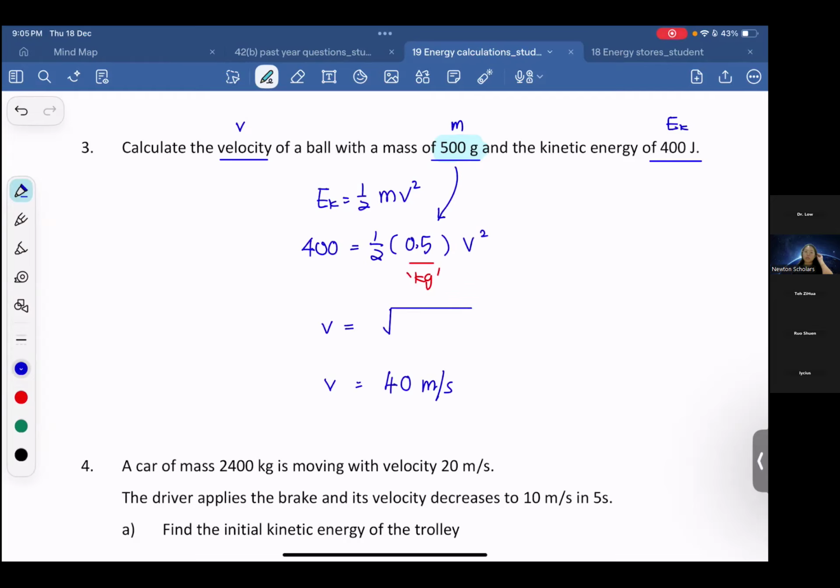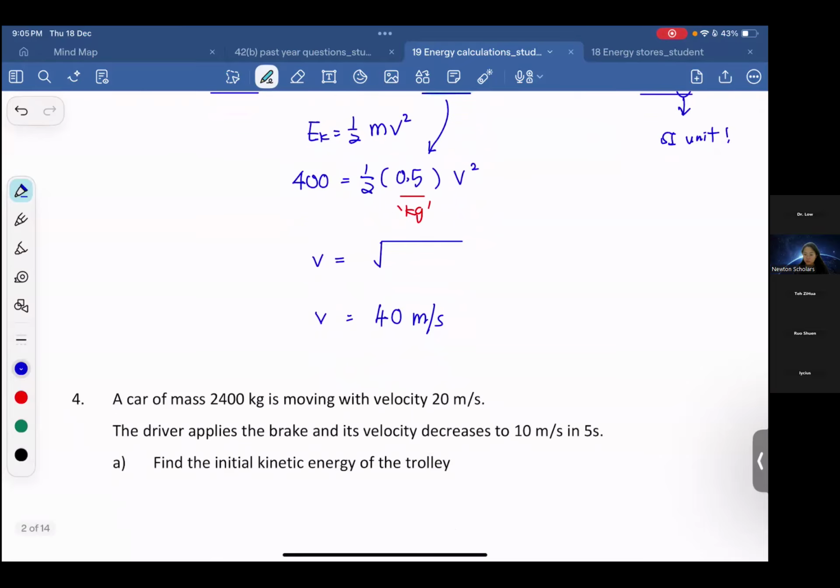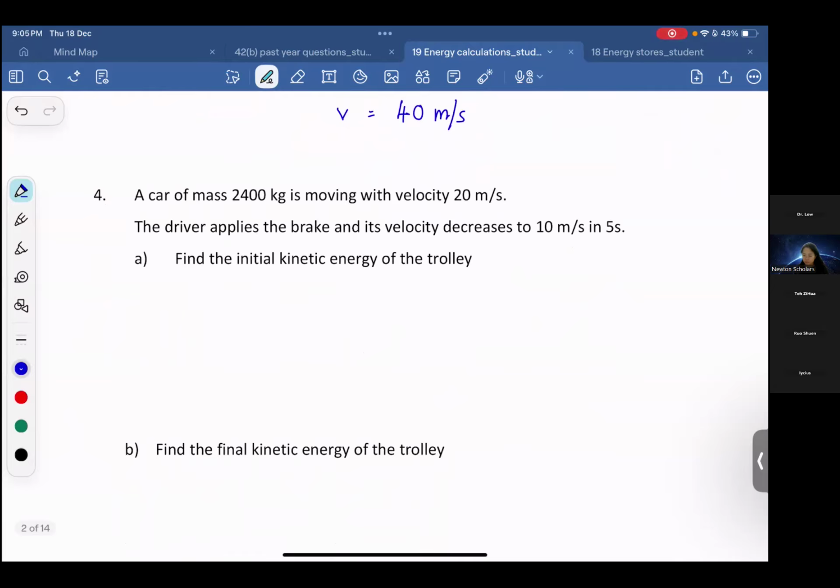This question is to test you. Do you understand that? Do you know that you have to convert to SI unit? Why need to convert to SI unit? Because joule is an SI unit. Okay, if no question, we go to question number 4. Answer is 40 meter per second.